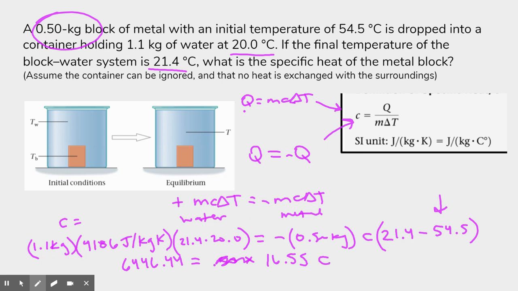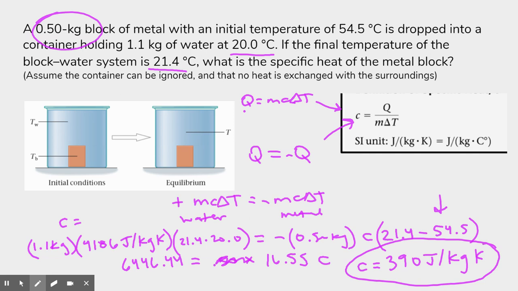So then let's just divide 6446.44 divided by 16.55, and we'll find that our C value is about 390 joules per kilogram Kelvin. So this would be our final answer. This is our specific heat of the metal.